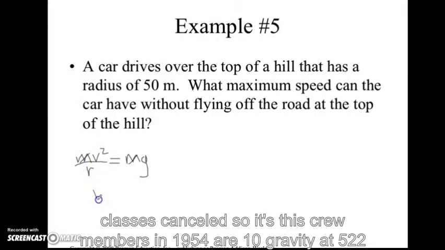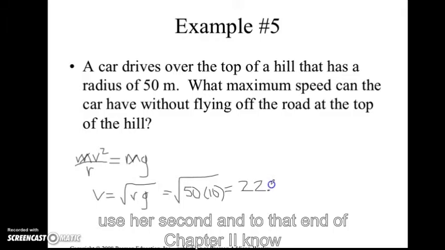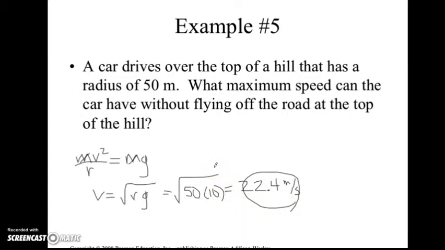Masses cancel, so if I want to find v, it's the square root of rg. If I plug the numbers in, I have 50 for r, I have 10 for gravity. The square root of 500 is 22.4 meters per second. And so that is the end of the Chapter 8 notes.